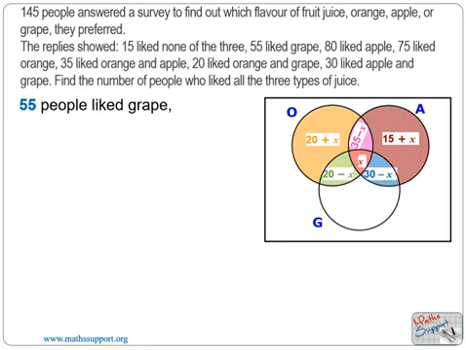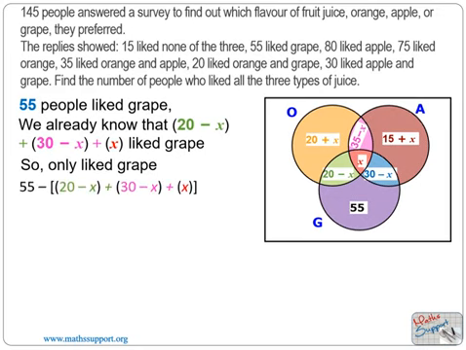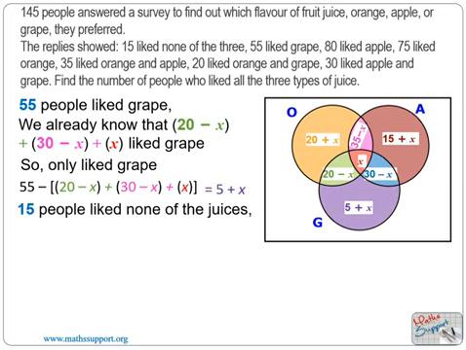And for grapes, we know that 55 people like grapes. We already know that 20 minus X plus 30 minus X plus X like grape. So only like grape will be 55 minus these three regions, which ends up with 5 plus X. 15 people like none of the juices, that means outside will be 15.